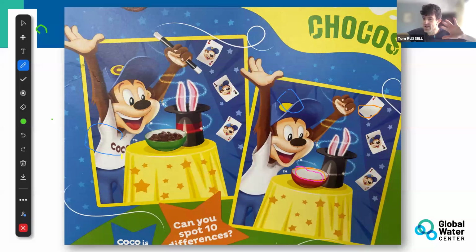Okay, yes, the bowl is different. Is it just one thing that's different with the bowl, or are there two things different with the bowl? That's one, two, three. I can see four circled. There's a missing C up here. See if you can follow along and see them.